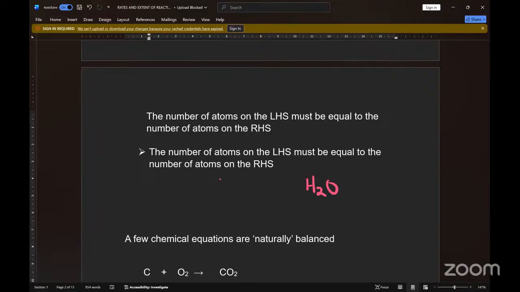So you are only permitted to write numbers in front of water like this, if it is 2, if it is 3, whatever you want to do. But you do not change the formula of the compound.